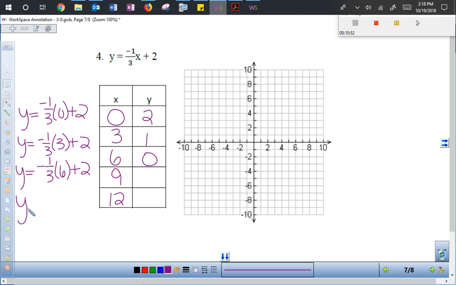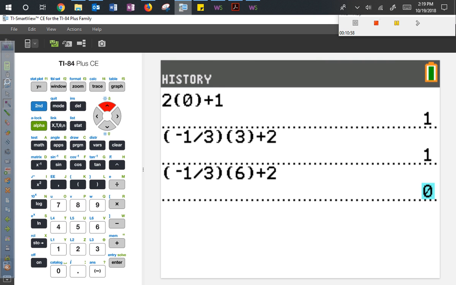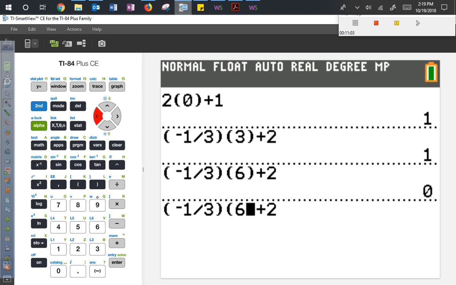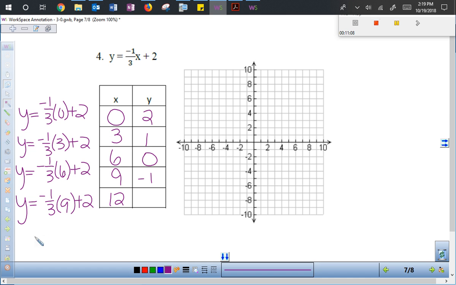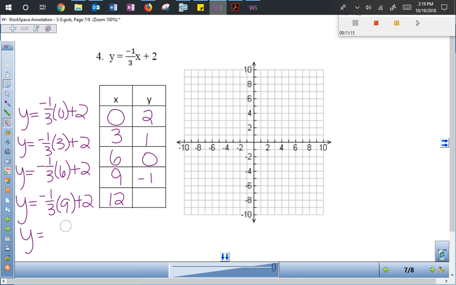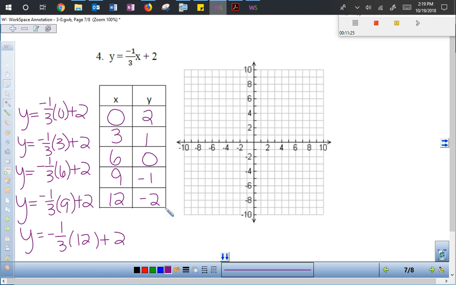Then I want to substitute in 9. Y equals negative 1/3 times 9 plus 2. So I'm going to go back to my calculator, go over, and instead of a 6 this time, I want a 9, and we'll get negative 1. And then finally, I want to substitute in 12. Go ahead and pause the video and substitute 12 on your own. Alright, hopefully when you substituted in 12, you got the result of negative 2.